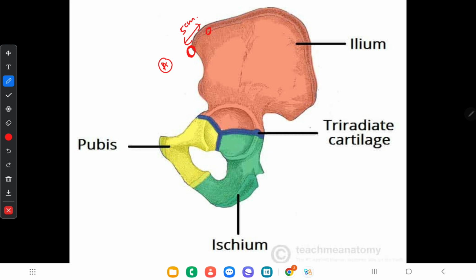That is the upper end. Then this is the lower end of the ilium. You can see it is smaller than the upper end and it forms the 2/5 of the acetabulum.